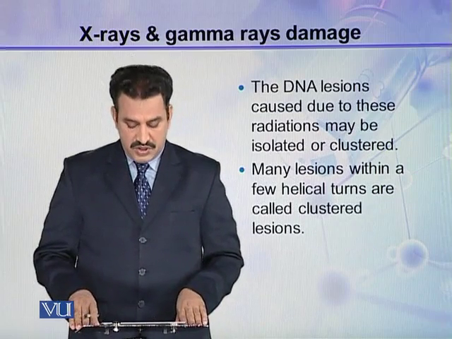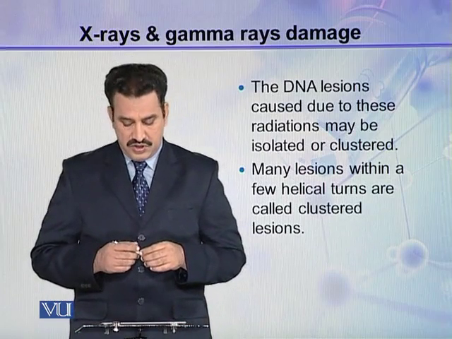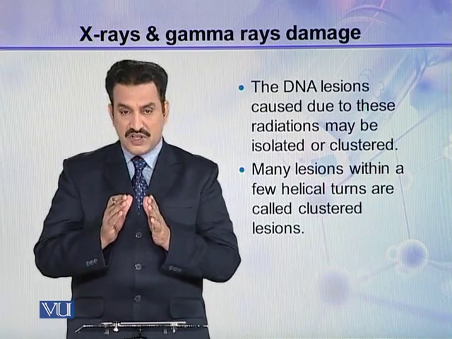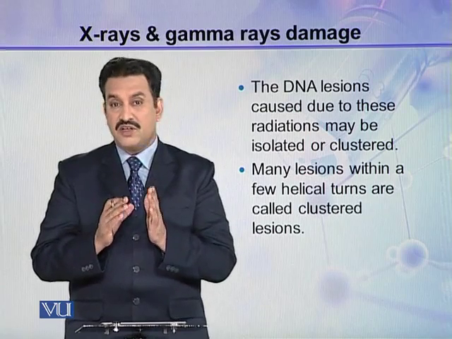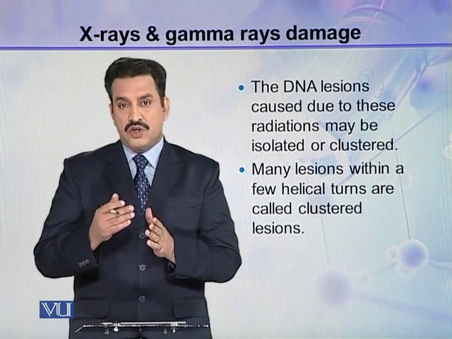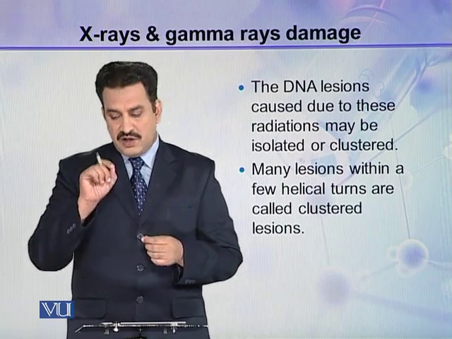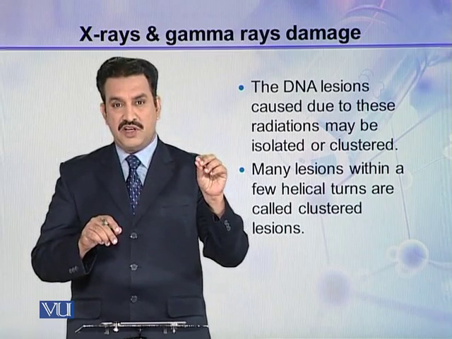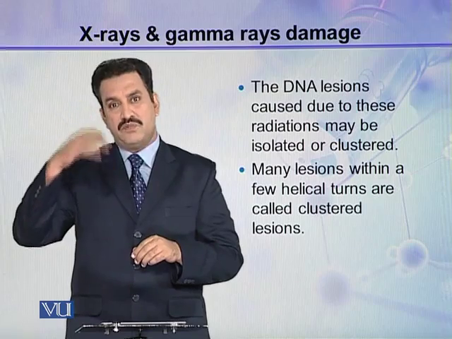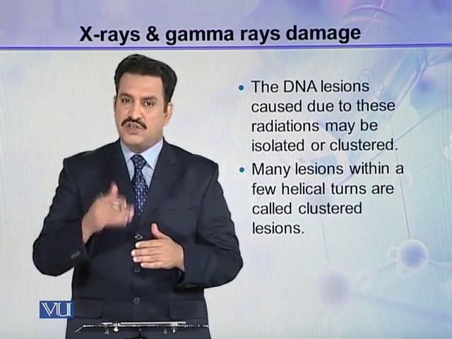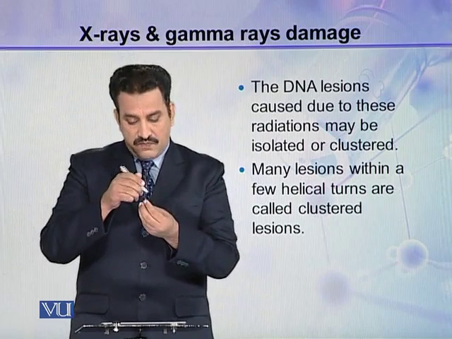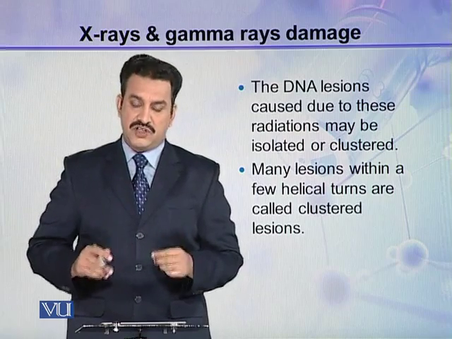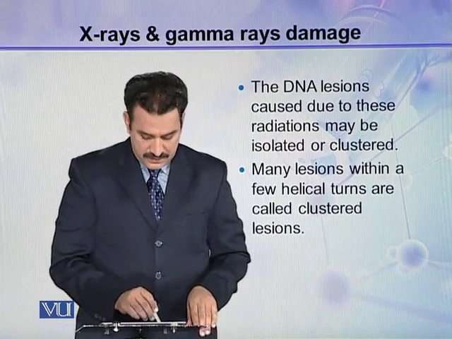The DNA lesions caused due to these radiations may be isolated or clustered. So many lesions within a few helical turns are called clustered lesions. For isolated lesions, there may be one lesion here and the second lesion may be after some distance in the DNA helix, the third lesion may be after some more distance. So such lesions are called isolated lesions. But in clustered lesions, within a few helical turns, a number of lesions are present. So such lesions are called clustered lesions.